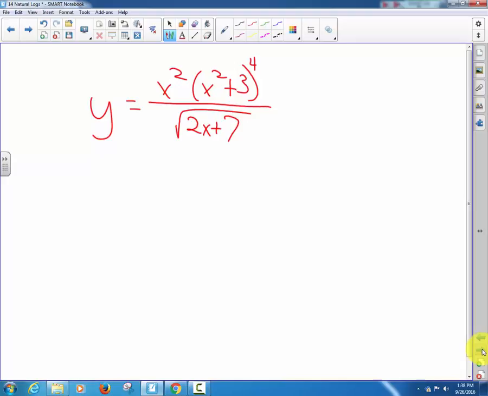Okay? Now, look at the mess you've got on the right-hand side. Think about trying to take the derivative of that right-hand side. You've got a quotient rule. You've got a product rule in the top. But inside the product rule in the top, you've got a chain rule to do. That's going to be an absolute mess to work with. Would you agree with that?